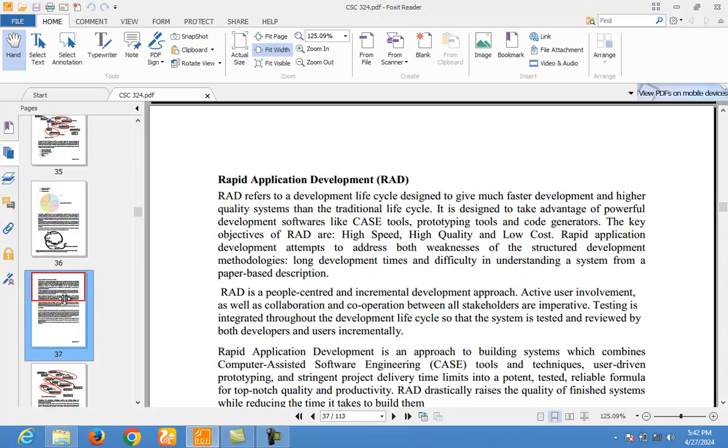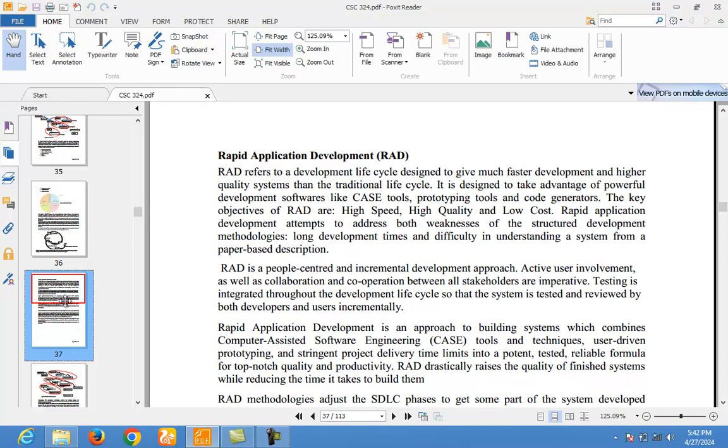Then we come to RAD, which is the second broad aspect of the methodology. We've talked about structured methodology, then we have rapid application development. This refers to a development lifecycle designed to give much faster development and a higher quality system than the traditional lifecycle.